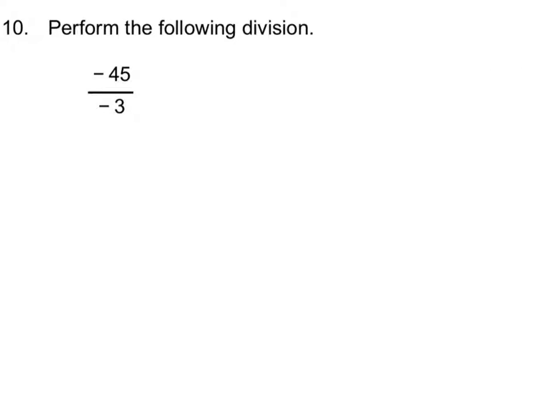Perform the following division. -45 divided by -3. A negative divided by a negative is a positive. So 45 divided by 3 is 15, and since we have a negative divided by a negative, we know that this is going to be a positive 15.